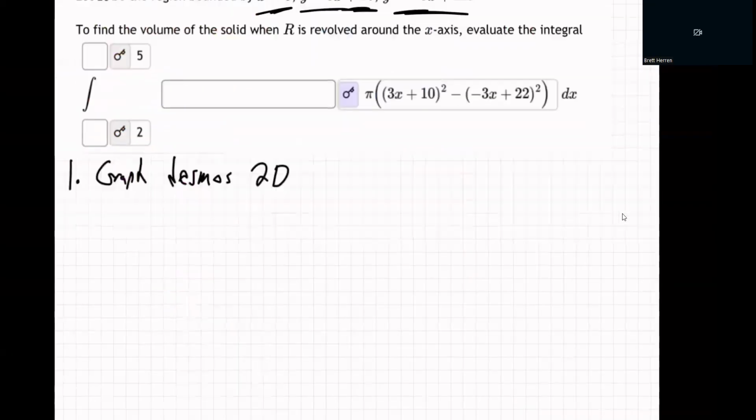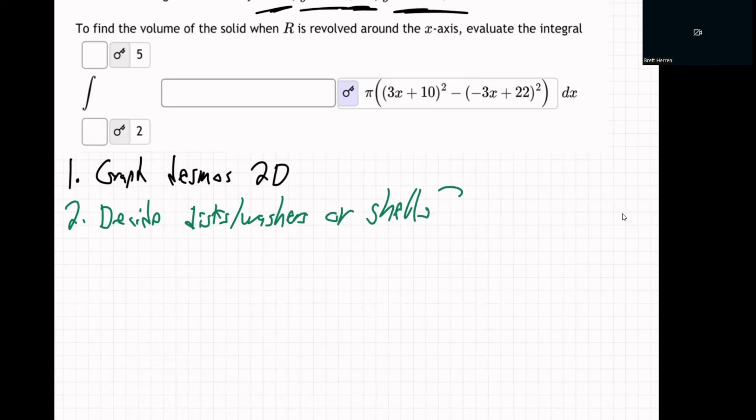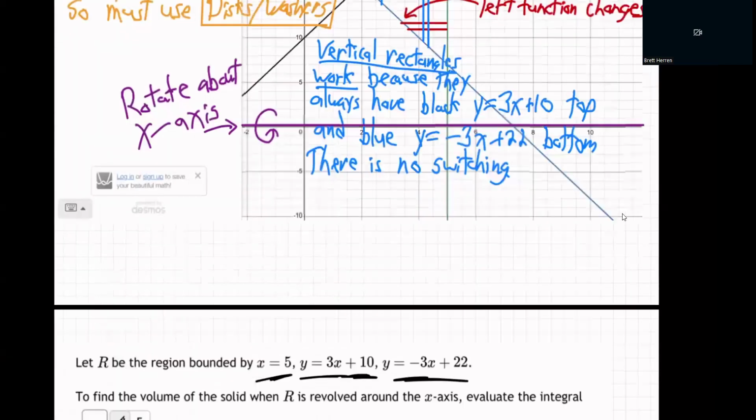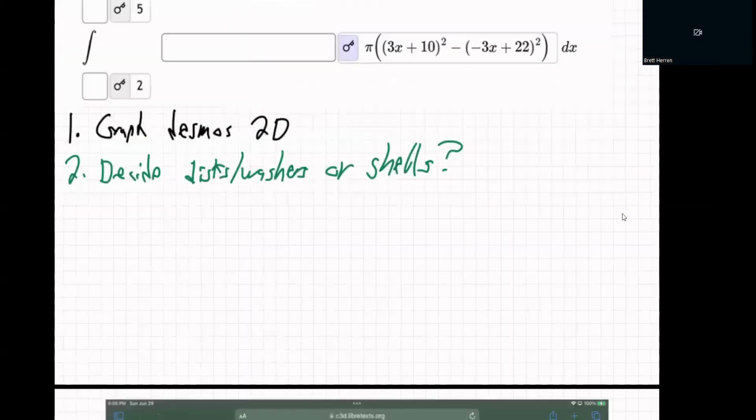Now, the next thing is you've got to decide, should you do discs, washers, or shells? How do you know? Because it never said. And that's the tricky point I really want to show you here. How you know is, I've given you a table here. Let me show you down here.